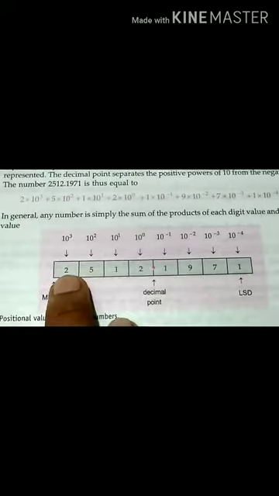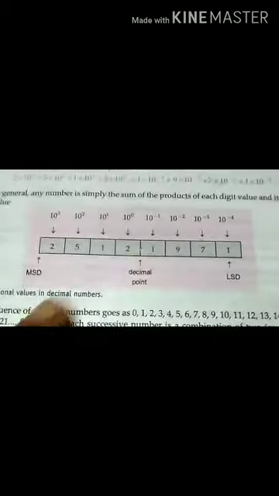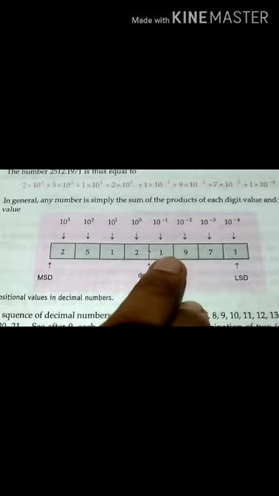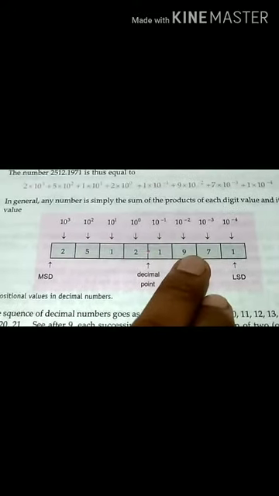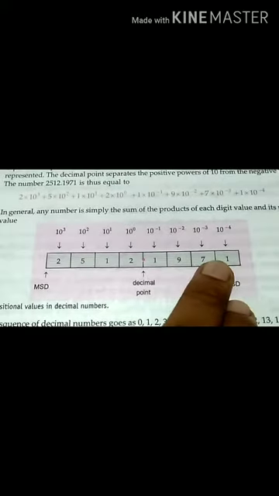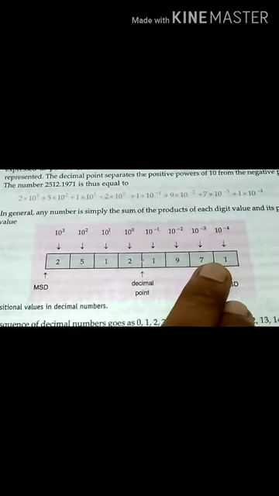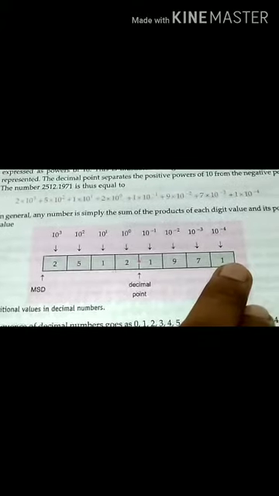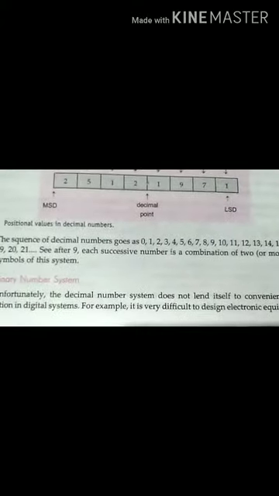Students, here is the example: 2512.1797. Before the point, the first digit's position is 1, then 10, then 100, then 1000. After the point, the positions are 1 upon 10, 1 upon 100, 1 upon 1000 and 1 upon 10000. And the second system is the binary number system.